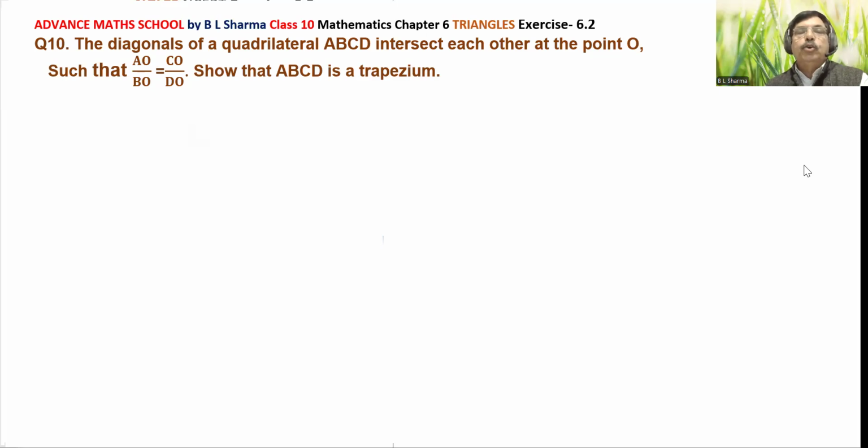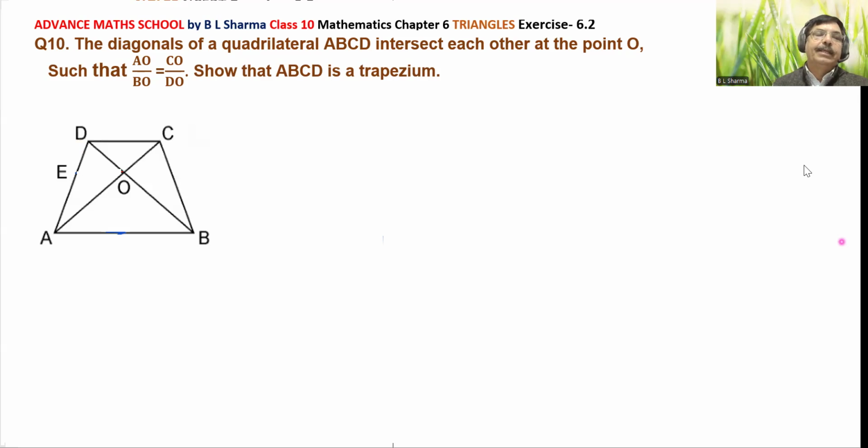The diagonals of a quadrilateral ABCD intersect each other at O such that AO upon BO is equal to CO upon DO, means if the diagonals of a quadrilateral divide each other proportionally, then prove that the quadrilateral will be a trapezium. Means one pair of opposite sides will be parallel. Here ABCD is a quadrilateral in which AO upon BO is equal to CO upon DO. And we have to prove that it is a trapezium. Trapezium means we have to prove that AB is parallel to DC.